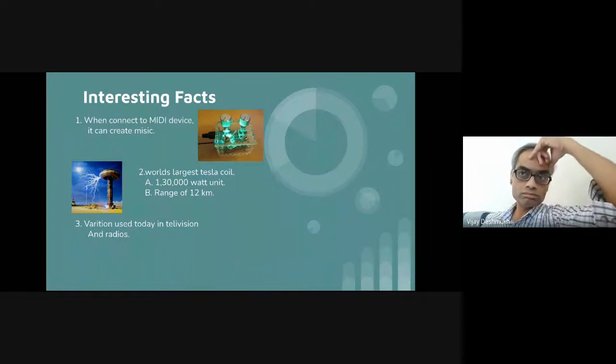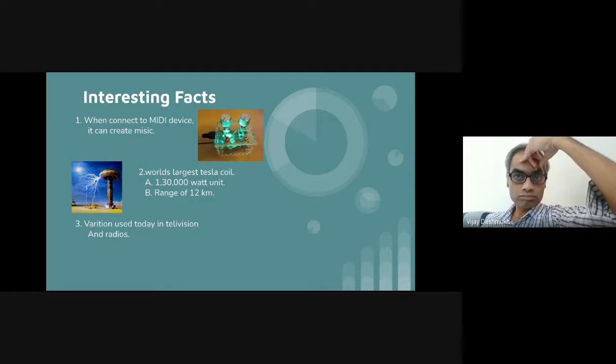The world's largest Tesla coil is about 60 feet. It can generate 130,000 watts and its range is 12 kilometers. Variations used today are in television and radios.